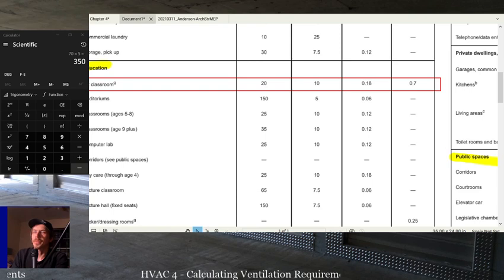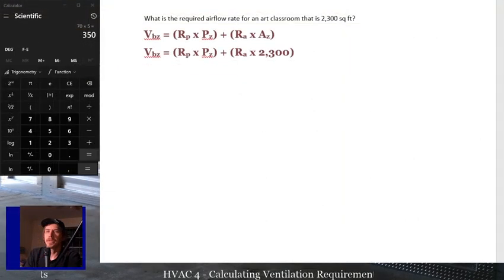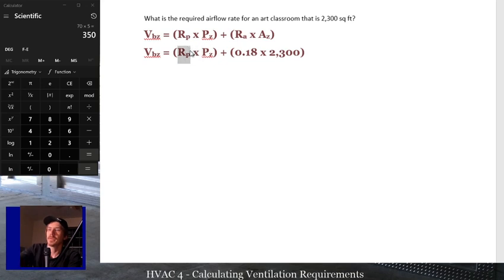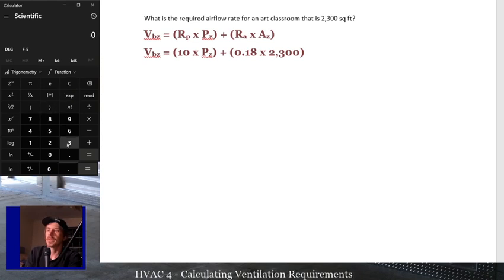So 20 people per 1,000 square foot, 10 CFM per person, 0.18 per square foot, and then 0.7 per square foot exhaust. So let's fill in everything there so we've got it. It was 0.18 CFM per square foot. It was 10 CFM per person, right? 10 CFM per person. The number of people in the zone is 20 per 1,000 square feet.